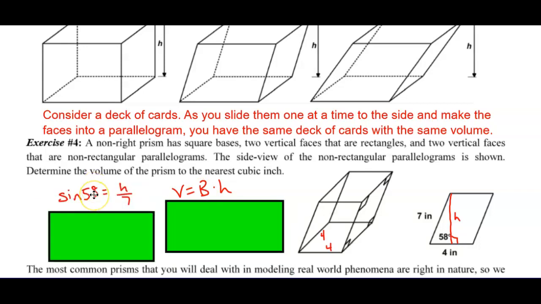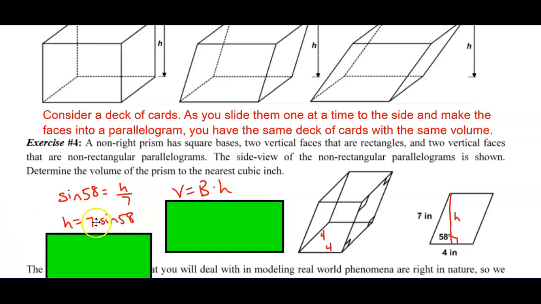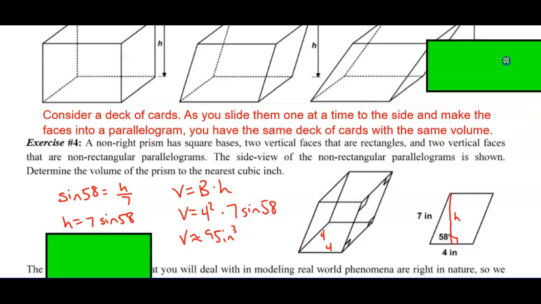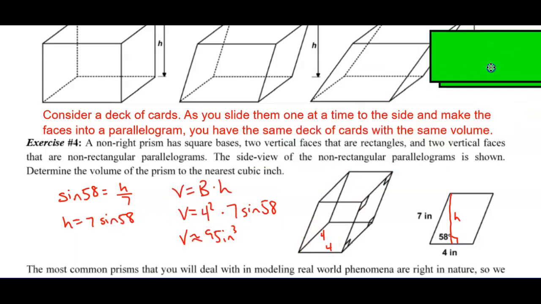So I take sine of my angle equals height over hypotenuse, right? The h would be the opposite side from the 58, and the 7 would be the hypotenuse. So to solve for height, it's 7 times sine 58. Then I can insert that 7 sine 58 for the height of the parallelogram. Now the base area would be the 4 by 4 square. So going back to this formula, the capital B stands for the base area, and the height is going to be the height of the parallelogram that we see here. So we end up with 16 times 7 sine 58, which comes out to about 95 inches cubed.